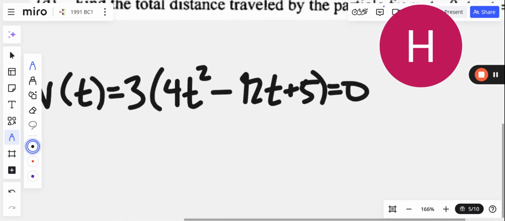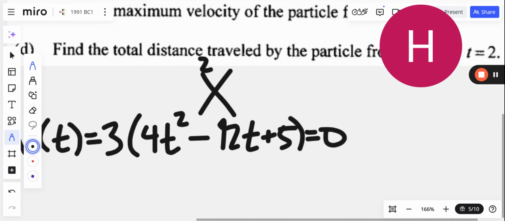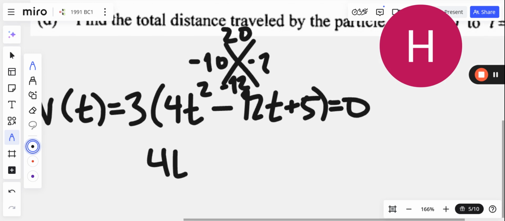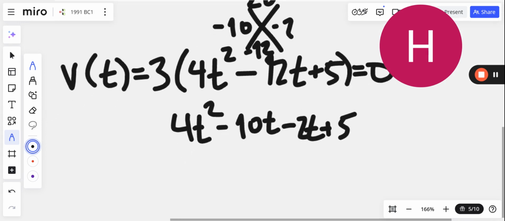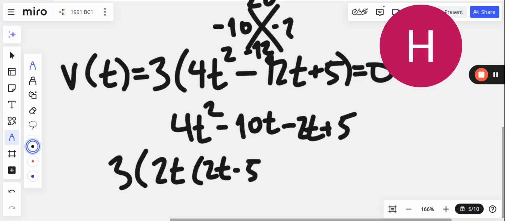Even more doable if we do this old school method again. What multiplies to 20 and adds to negative 12? How about negative 10 and negative 2? So we could factor this by grouping or any other method that you like. I'm being kind of lackadaisical here just because I'm not in a rush. So if we factor this, we have 3, of course. We have 2t, leaving us with 2t minus 5. And then we'll take out a negative 1, also leaving us with 2t minus 5.